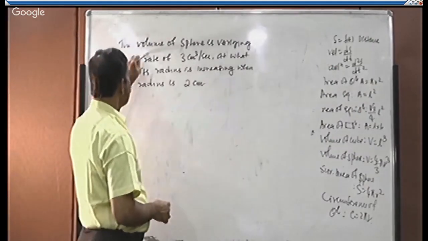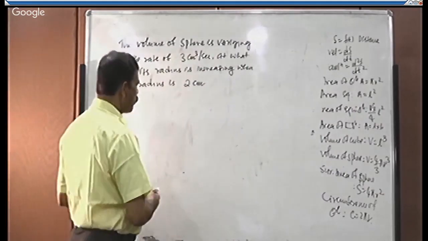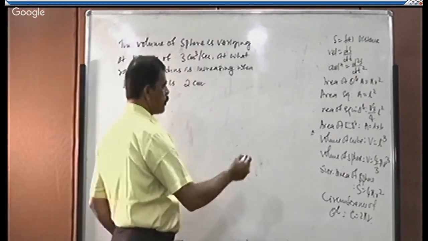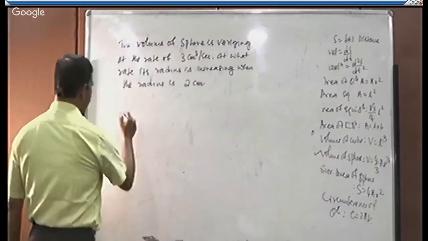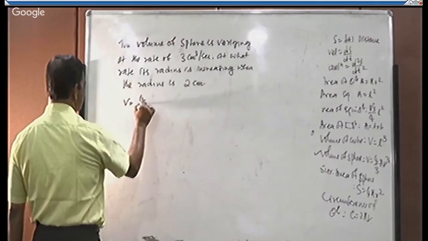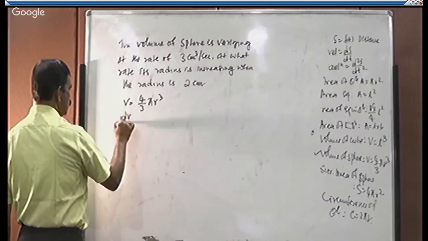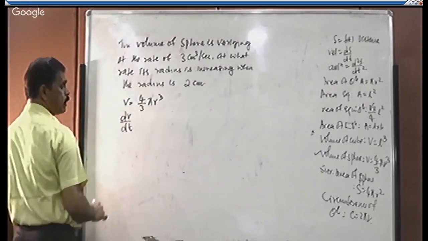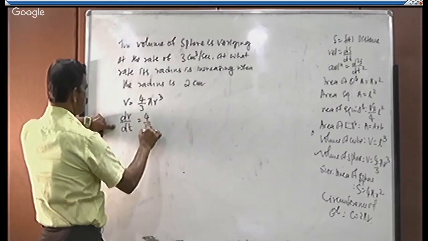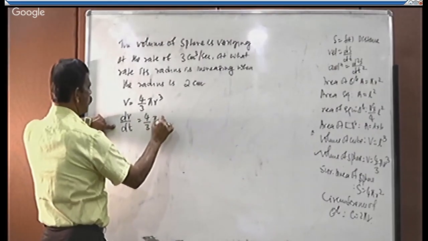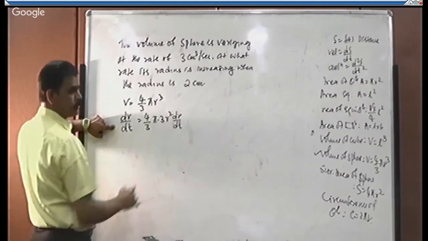What is the variation? It is the volume of a sphere. What is the volume of a sphere? V is equal to 4 by 3 pi r cube. Differentiate it. On differentiating with respect to t, we get dV by dt is 4 by 3 pi into 3 r square into dr by dt.